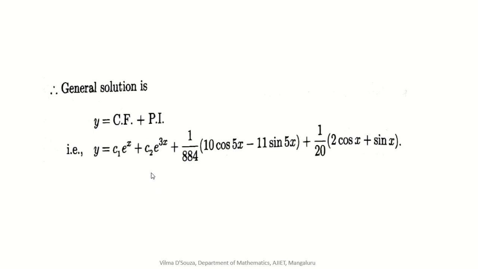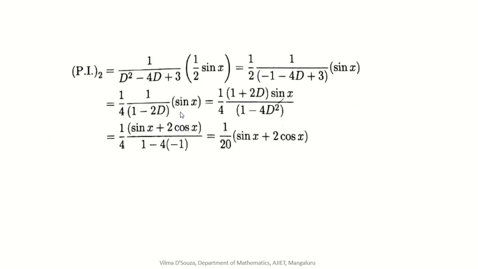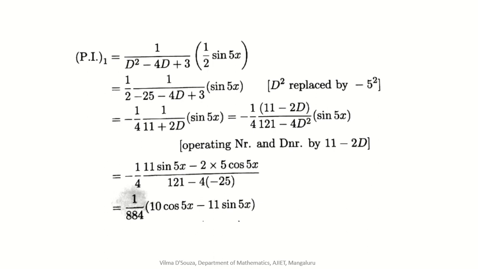Okay, so your general solution is y is equal to CF plus PI. CF and PI, where PI is PI 1 plus PI 2. What is your complementary function? C1 e power x plus C2 e power 3x. This is PI 1 and this is PI 2. So when you write down the solution, when you separate the terms and find the PI, your total PI will be PI 1 plus PI 2 plus PI 3, whatever you have.